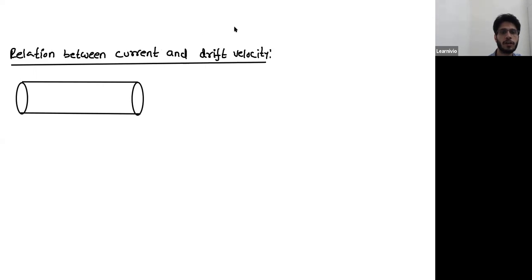Let's take a conductor. The area of cross section of the conductor is A. The length of the conductor is L. So A is area of cross section, and L is the length of conductor.